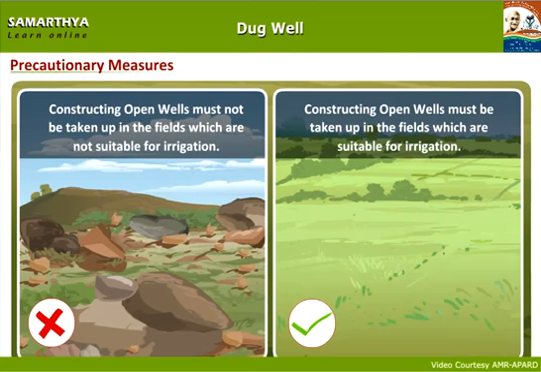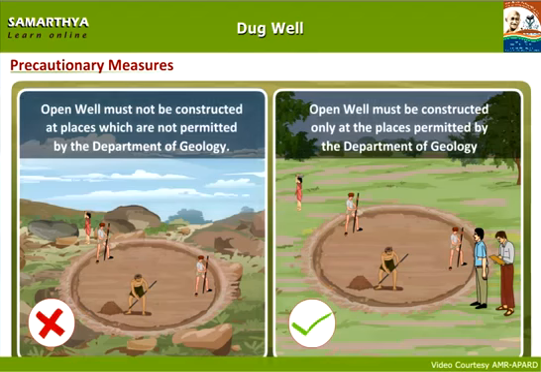Constructing open wells must not be taken up in the fields which are not suitable for irrigation. Constructing open wells must be taken up in the fields which are suitable for irrigation. Open well must not be constructed at places which are not permitted by the Department of Geology. Open well must be constructed only at the places permitted by the Department of Geology.